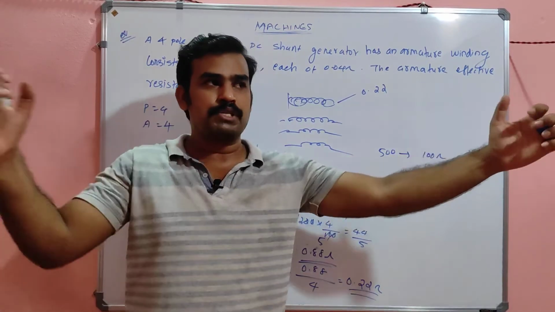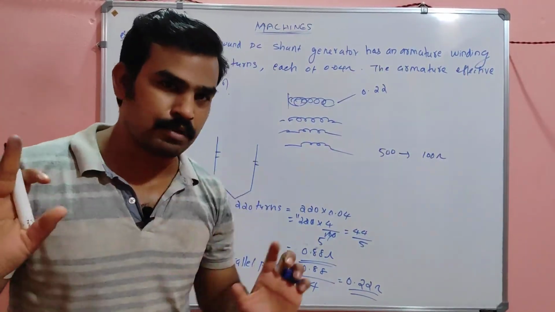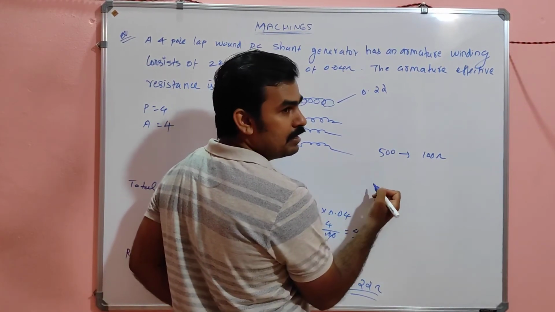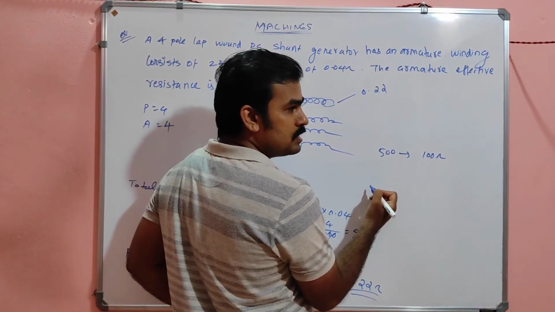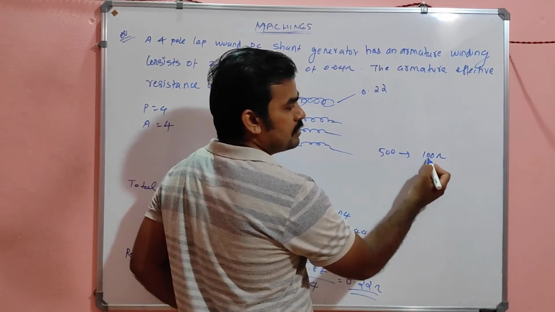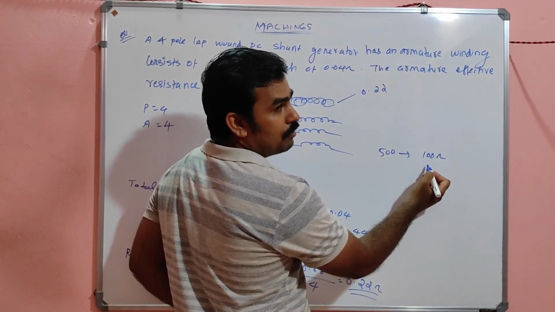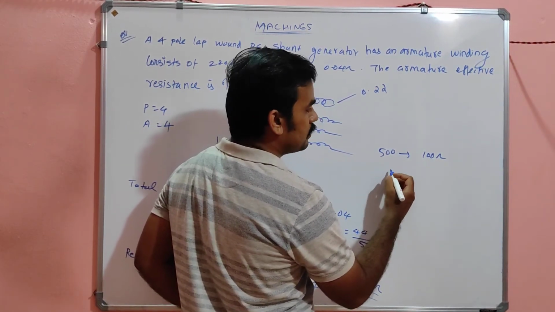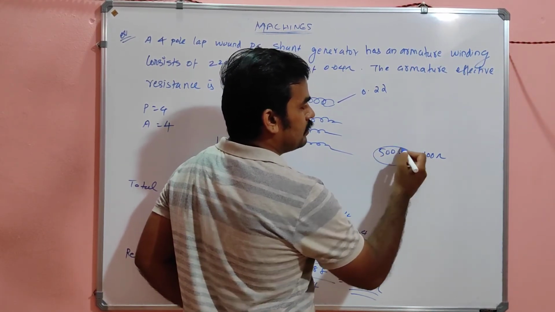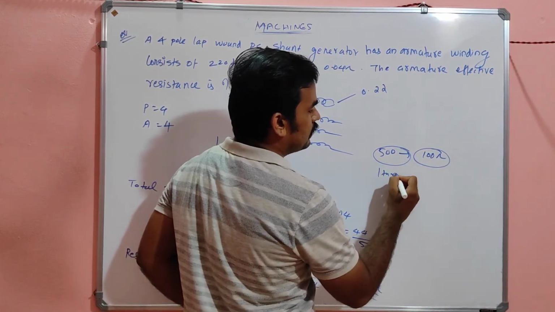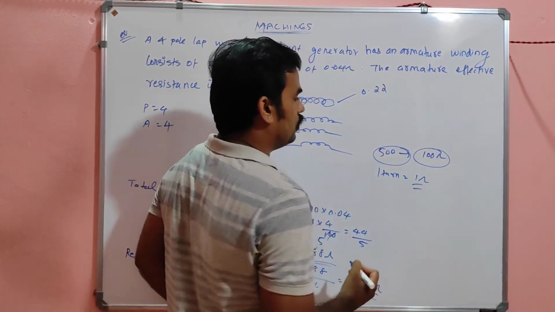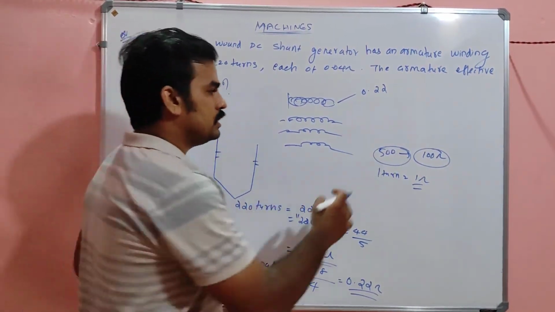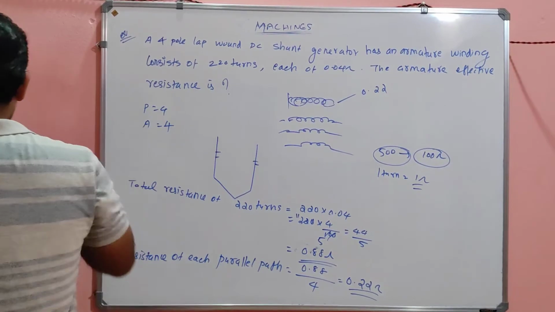Suppose you have to split it into 5 turns. Each turn will contain how many resistors? For 500 turns you have 100 ohm, so one turn is 1 ohm. So if you have to equally split this 100 ohm across the 500, okay, it's again confusing.